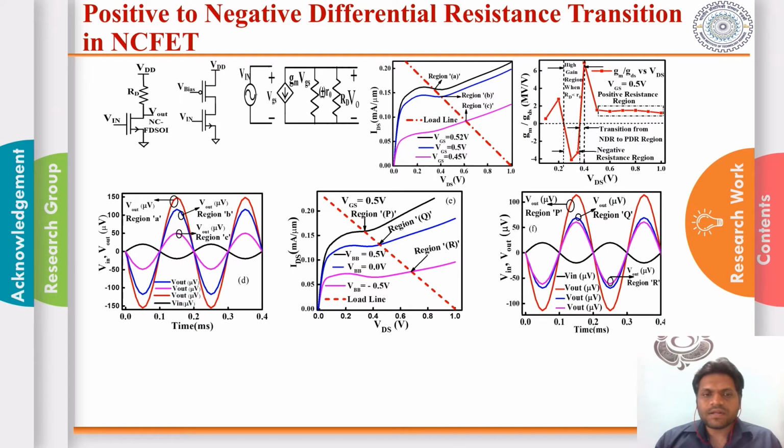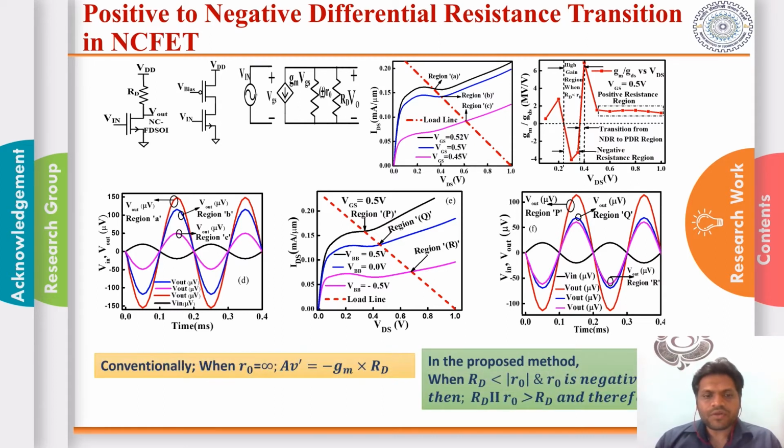Conventionally, we know that the NDR region and the NDR characteristic is not suitable for designing amplifiers. So for the first time, we have provided novel design guidelines. In this one, we can utilize the NDR characteristic of the output characteristic. Conventionally, we know that if R is not equal to infinity, the total gain offered by the common source amplifier would be equal to minus gm into RD.